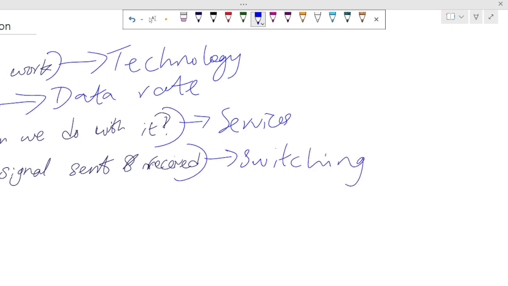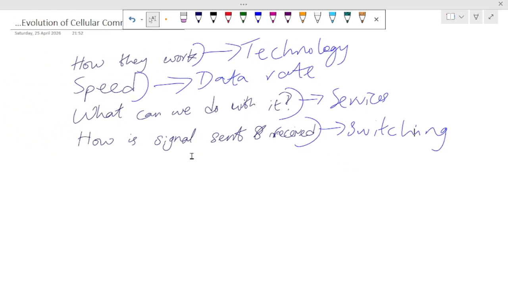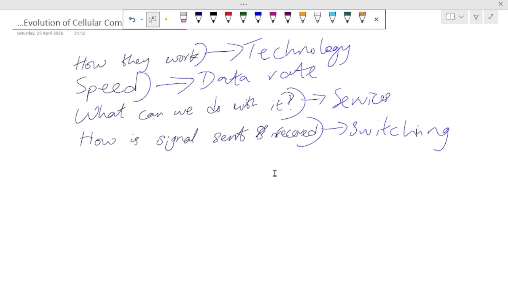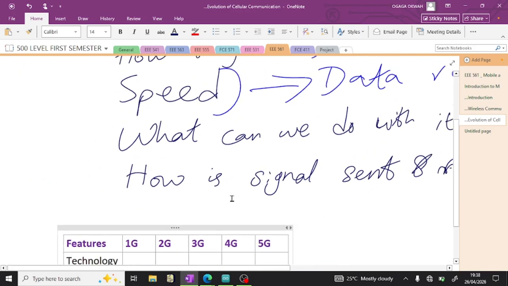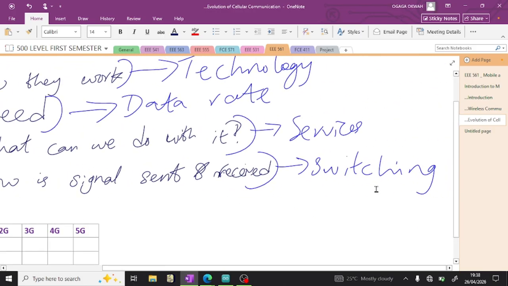All right. So, with that being said, we are going to create a table now. I'll create a table here, and then we'll fix the different things into it. All right. So here is our table. So features, that means the things we look at for a particular generation. We look at the technology, we look at the data rate, we look at the services, we look at the switching. Okay, and I've explained what those things are right here. Okay, what we mean by those things.